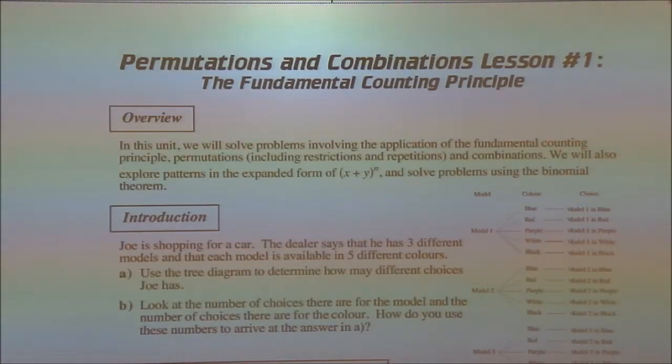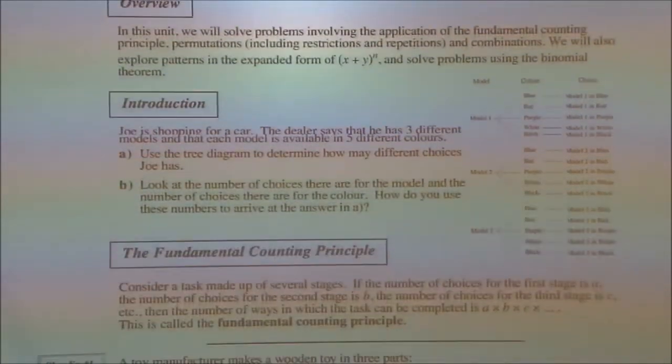We're going to explore patterns in the expanded form of (x + y) to the power of n. So things like (2x + 3) to the power of 7. Can we expand it out without having to do the distributive property 7 times? Because that would be very time consuming. So we look at our introduction.